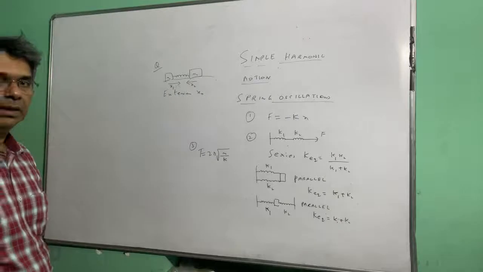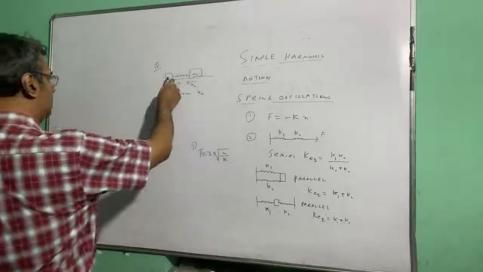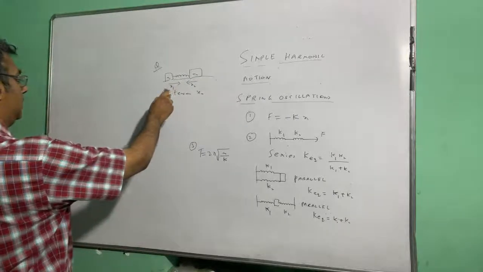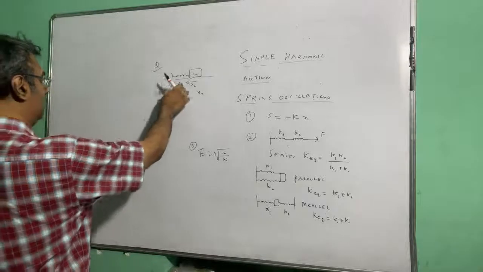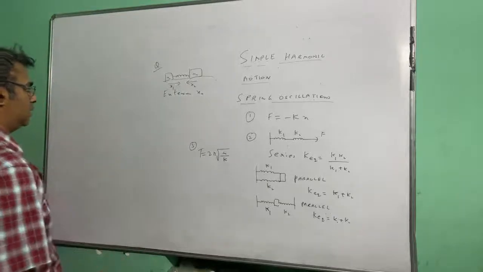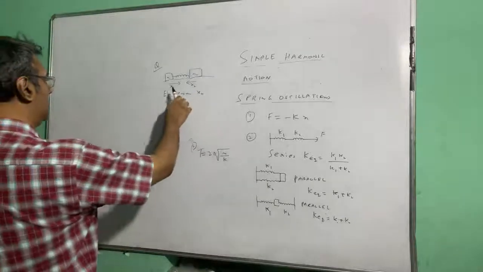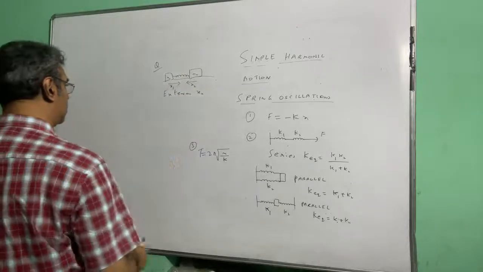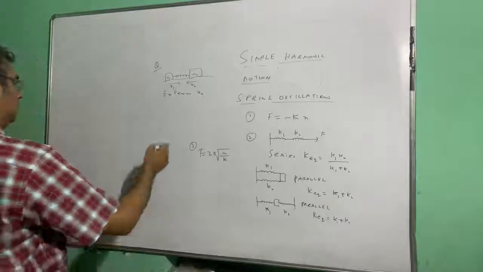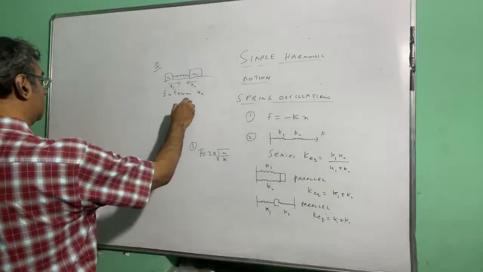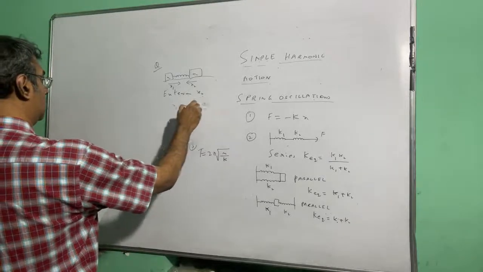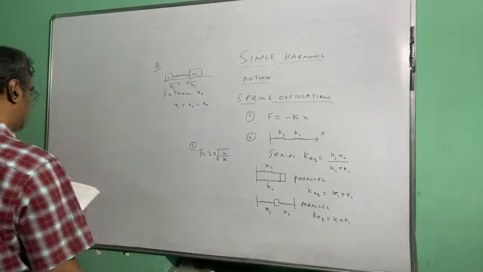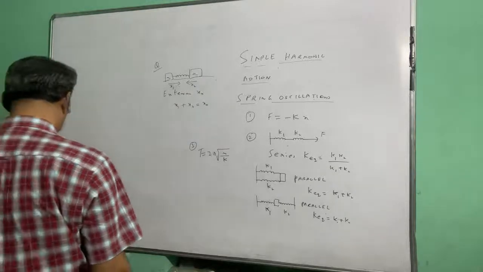I am repeating again. There are two blocks of masses m1 and m2 joined by a spring. The spring joining them is given an extension x0. After that it is left. Suppose this block moves a distance x1 and this block moves a distance x2. So the first thing we can say is that x1 plus x2 is x0.